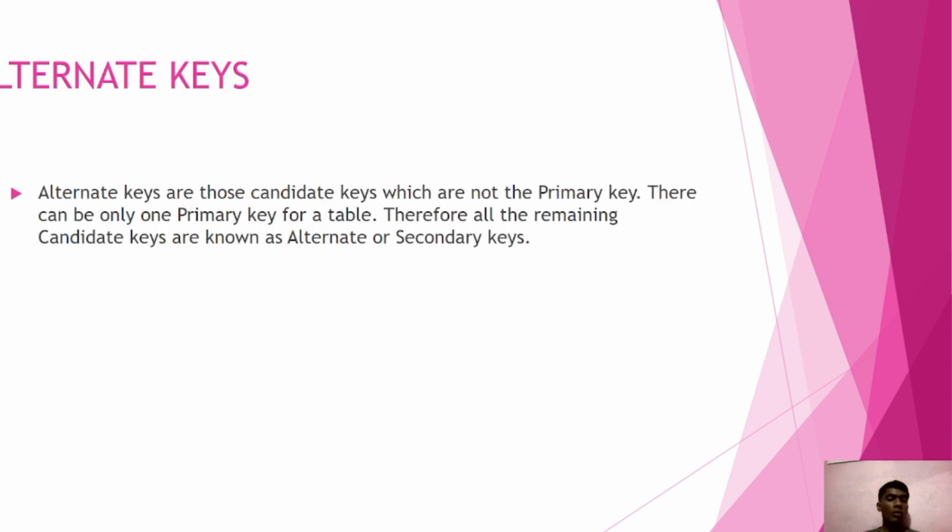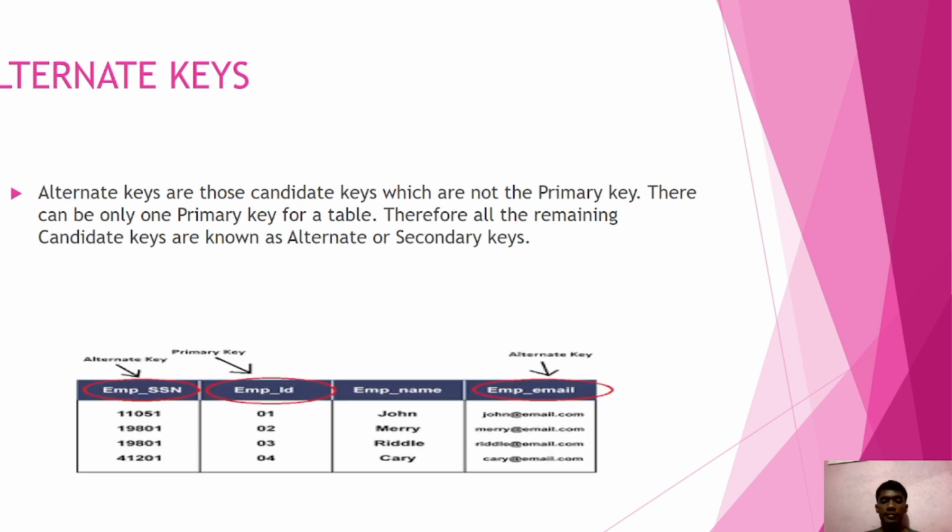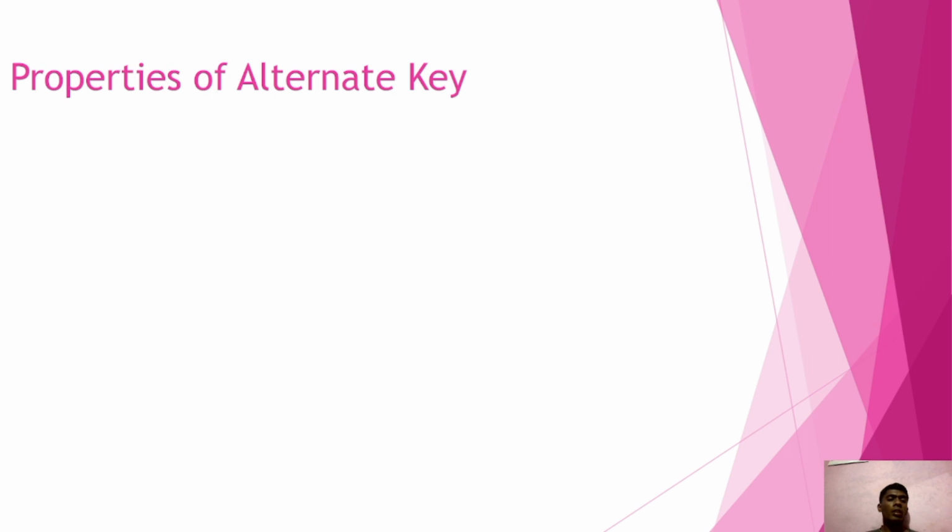Okay. Next is the alternate key. What is an alternate key? The alternate key is the candidate key which is not a primary key. There can be only one primary key for the table. Therefore, the remaining candidate keys are known as alternate or secondary keys. Note that the candidate key is also known as an alternate or secondary key. This is an example of an alternate key.